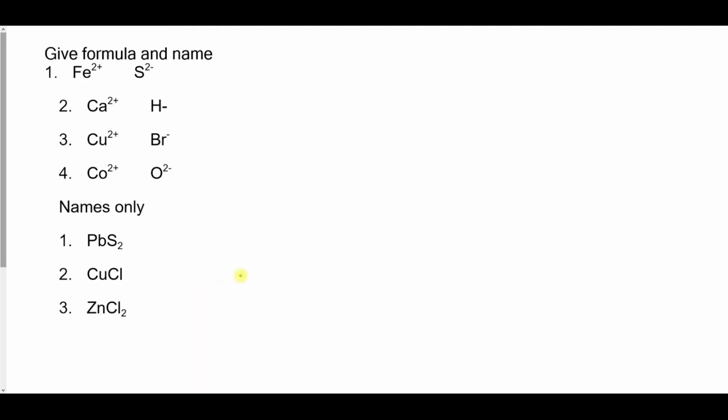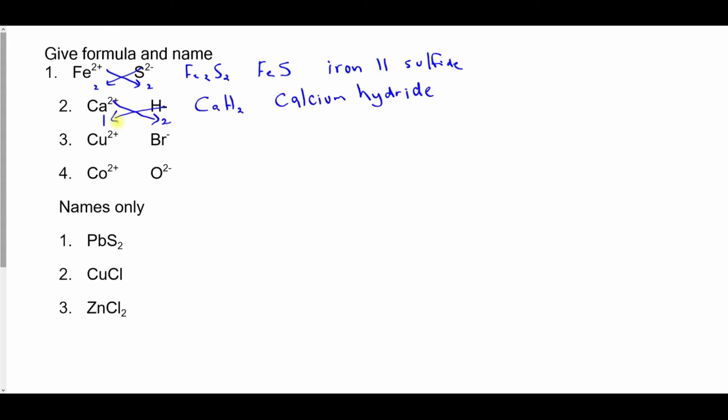Pause the video and give these a try. Remember to reduce it. I have the 2's. I know it's already iron 2, so I write my formula, FeS, and it's iron 2 sulfide. Using the crossover formula, I get a formula of CaH2, and this is calcium hydride. Notice there's no Roman numeral because calcium is not a metal that has more than one possible charge.